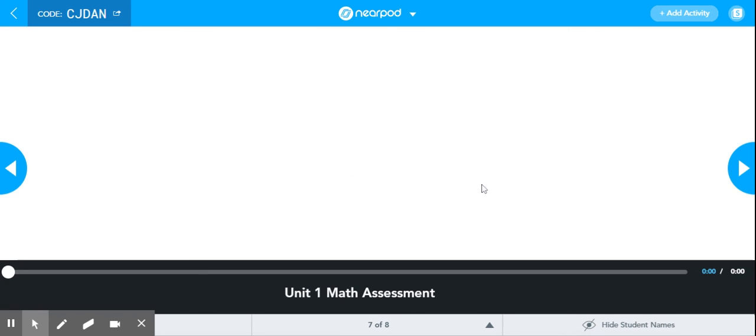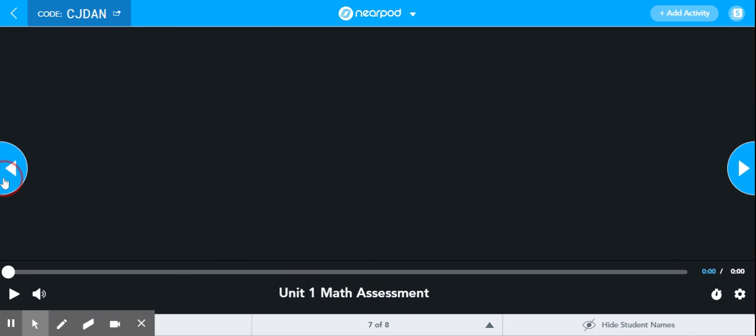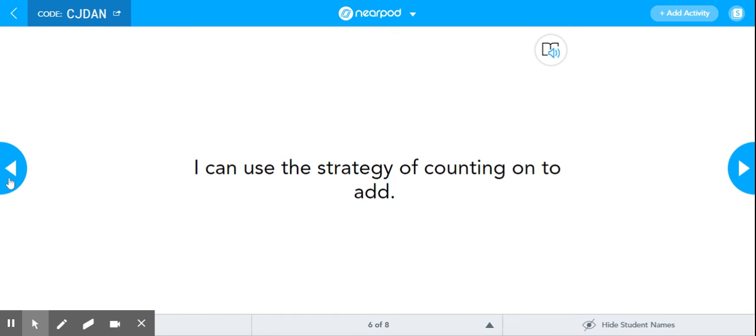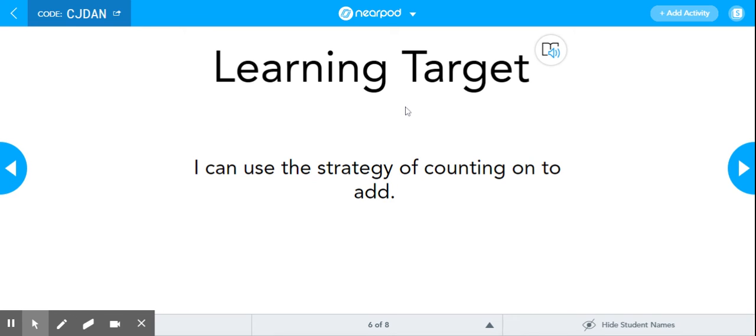So after you watch the video, our learning target for this part of the lesson is: I can use the strategy of counting on to add numbers together, to compose, to put numbers together and make them bigger. That is what adding is. When we look at this video, we're looking at how the person in the video did not start all the way back at 1 when counting their objects or doing their equation. They started with the largest number, and then they counted on from there.